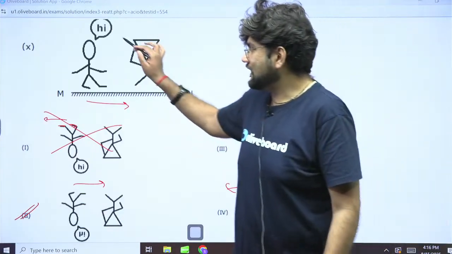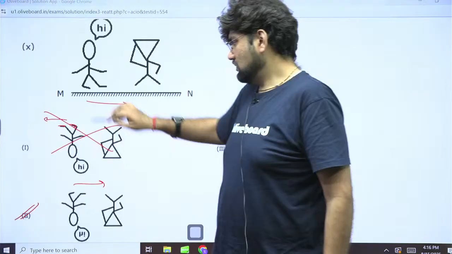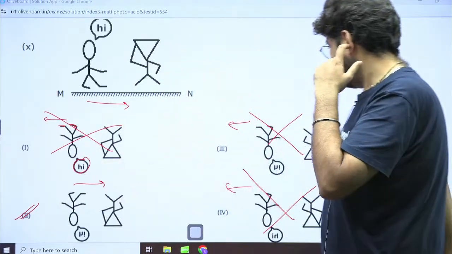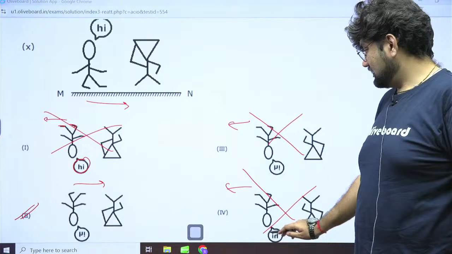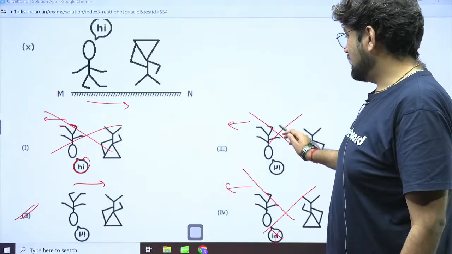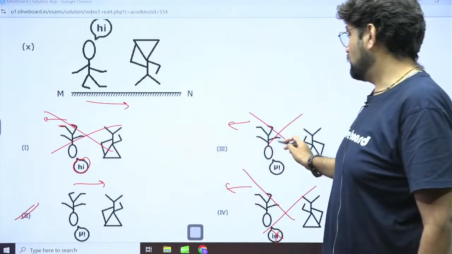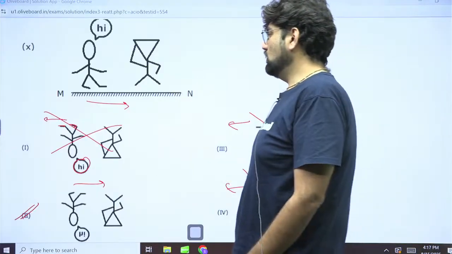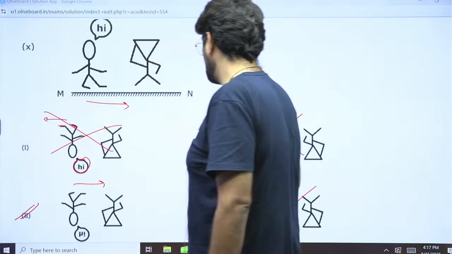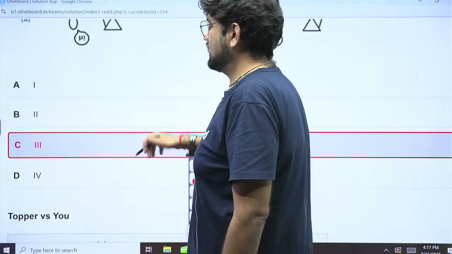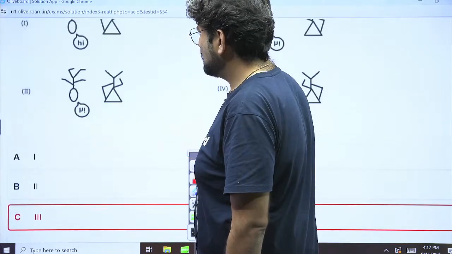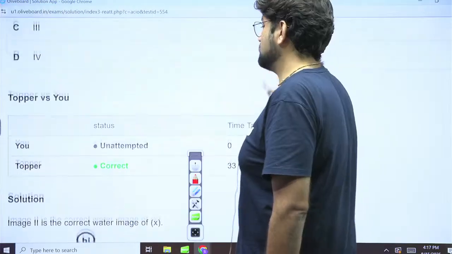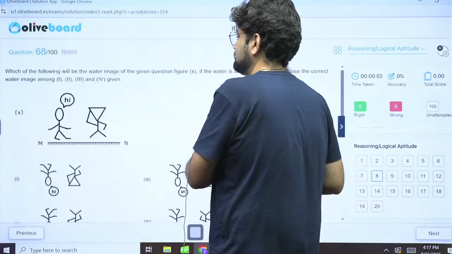A lot of people get stuck with this high here. Okay, so see, here the high is the same. So this is gone. And here the high is changing the direction. So this is also gone. So we are left with 2 and 3 only. And in 2 and 3 you will see that this direction is changing. So you will get your answers like that. Cool. So figure 3 is my correct water image. What? Oh, sorry. Figure 2 is my correct water image. And that makes it 33 seconds. Good job. Excellent. Good viewing.